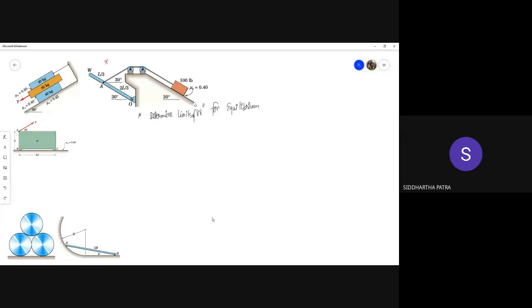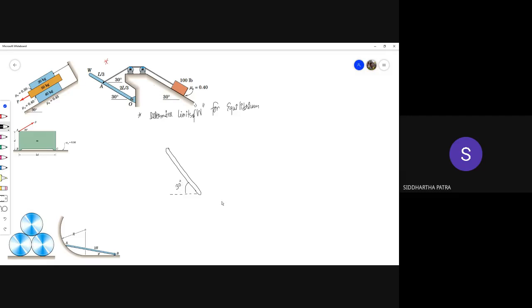Okay, so what you need to do, you need to start with the free body diagrams. It is said that all these pulleys are frictionless. So if I, let's say, start with the free body diagram of this slender bar right here, that makes an angle of 30 degree with the horizontal.